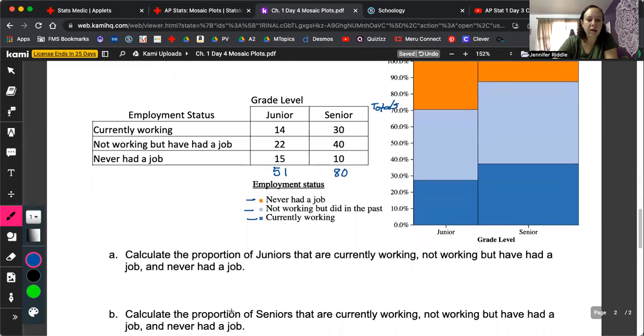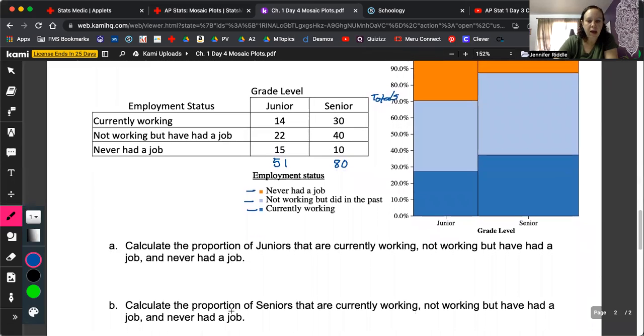So if we look a little carefully at our questions, calculate the proportion of juniors that are currently working, not working but have a job, and never had a job. So we're specifically looking at juniors here. So we have three different categories. So let's look. We have currently working, and we're asked to find the proportion. So we're doing some division.